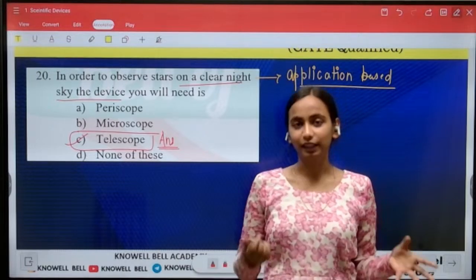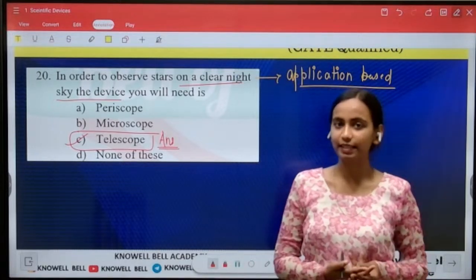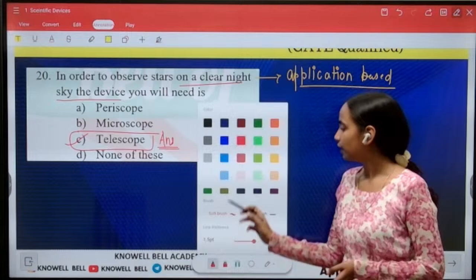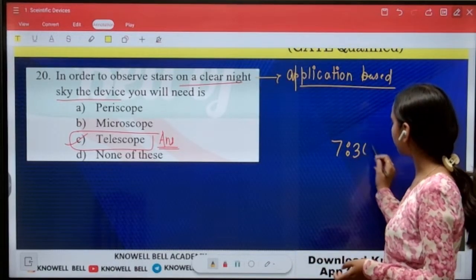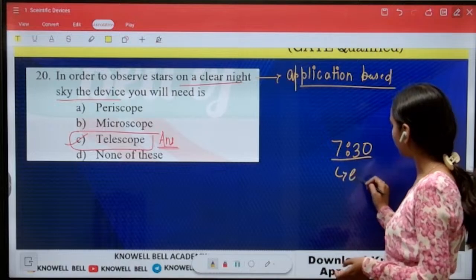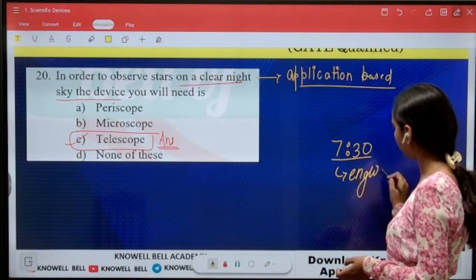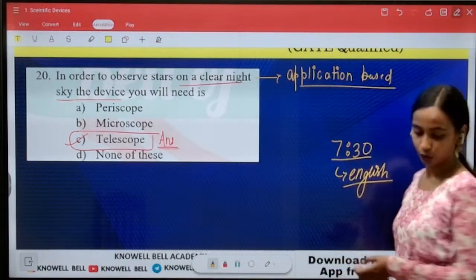Okay. So with this, we will also be summing up the class. Next session again will be tomorrow at 7:30, and that will be the session of English. Tomorrow we will have an English class. That will be an English class.